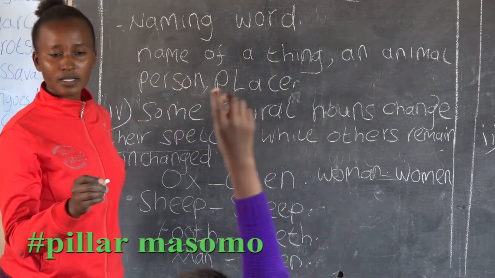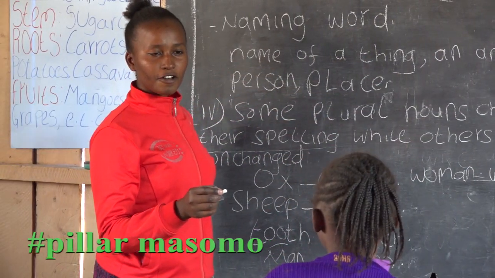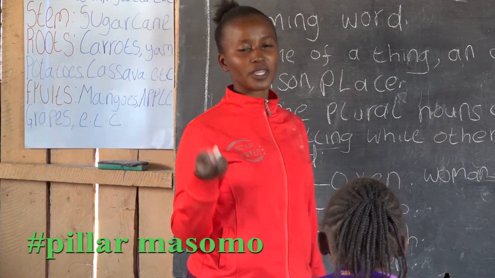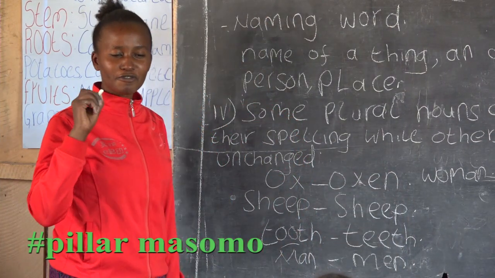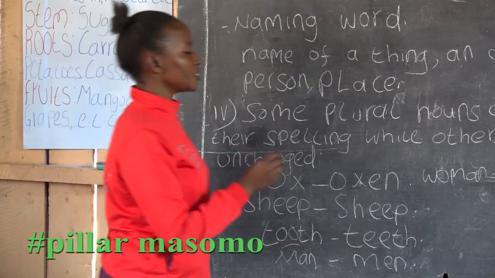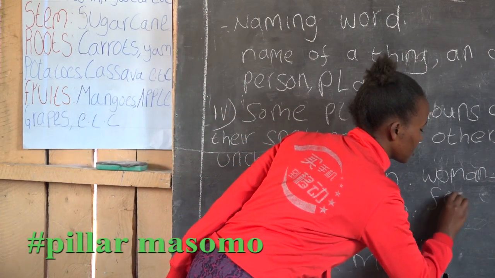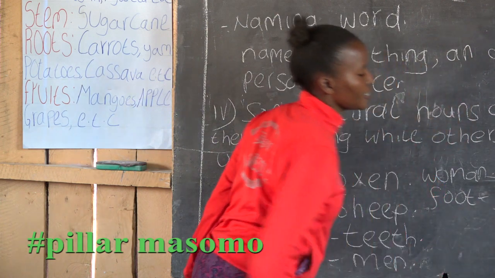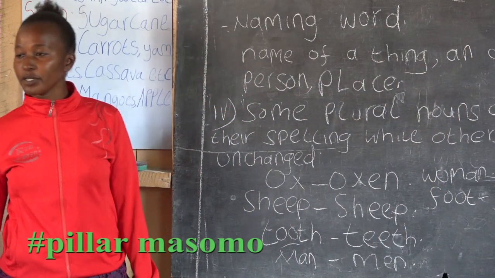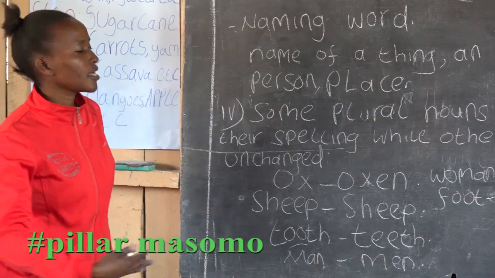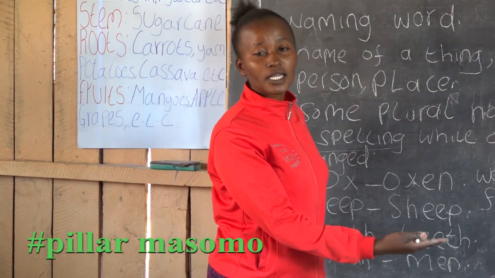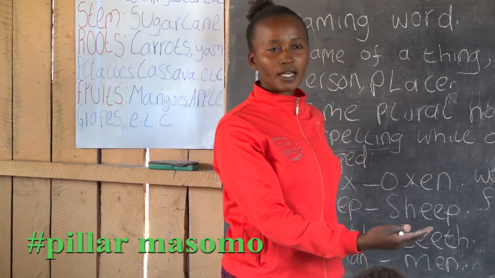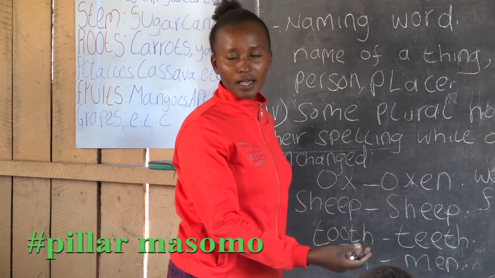Another one? I talk about foot. Foot? Feet. Any other example you have that we change the double O to be double E?